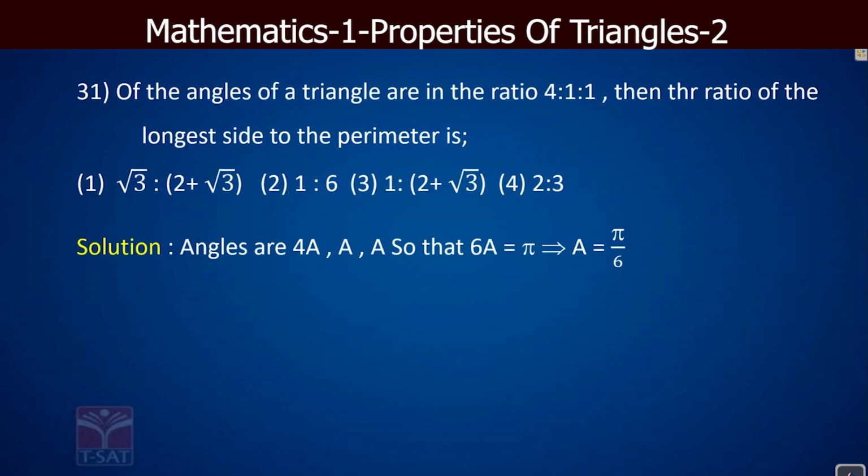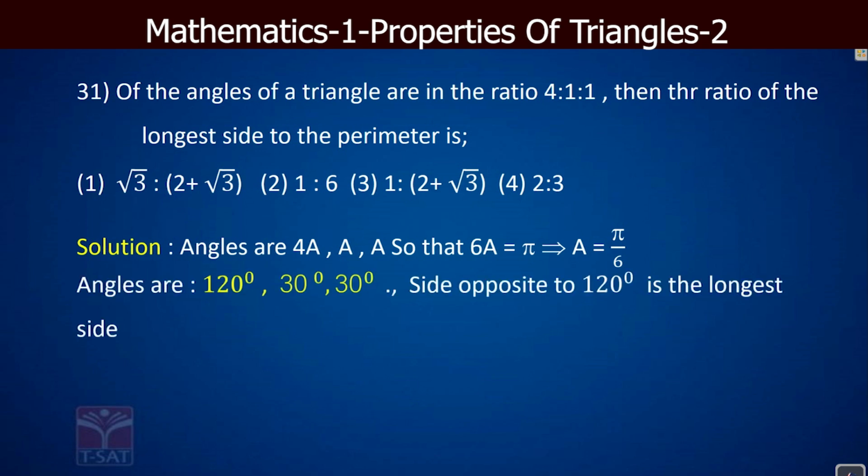You can suppose the angles are 4A, A and A, so that 6A is equal to π and A is equal to π/6. So the angles are 120 degrees, 30 degrees, and 30 degrees. And you know from elementary geometry that the angle opposite to the greater side is greater than all the other angles. Side opposite to 120 degrees is the longest side.